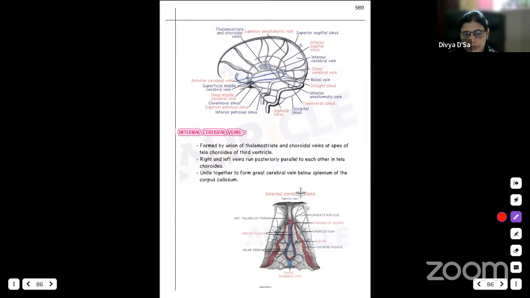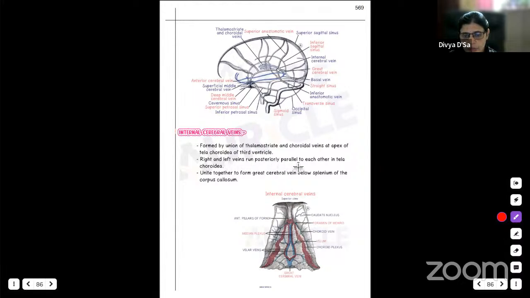Okay. So here, near the apex of the third ventricle, at the apex of the tela choroidea of the third ventricle, it is formed by the union of thalamostriate and choroidal veins. So they are right and left veins.